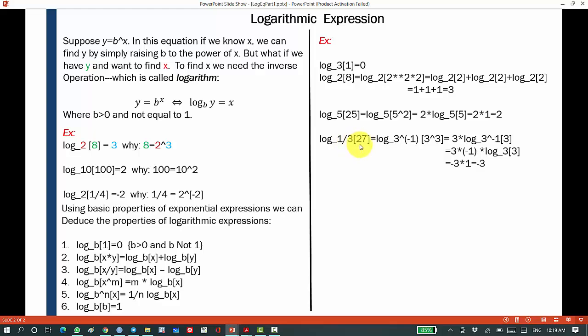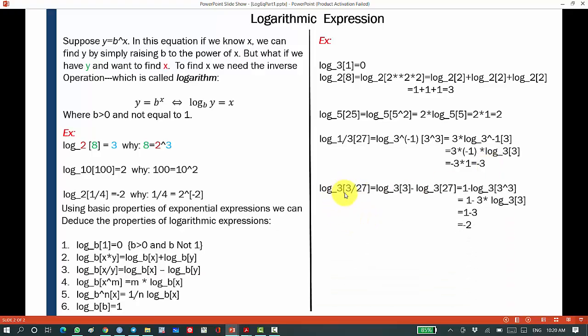Likewise, log base 1 over 3 of 27. We can write 1 over 3 as 3 to the power minus 1 and 27 as 3 to the power 3. Then moving both powers from the base and from the number at the front of the logarithm, we get 3 times the log base 3 to the power minus 1 of 3. Now we move this minus 1 at the front of the logarithm, it becomes 1 over minus 1, which is minus 1 here, log base 3 of 3. What we get is 3 times minus 1 is minus 3. Log base 3 of 3 is 1, minus 3 times 1 is minus 3.